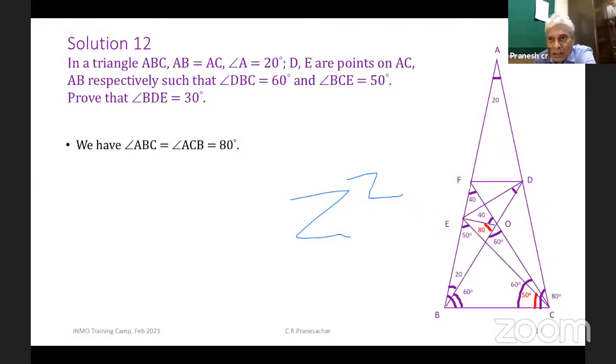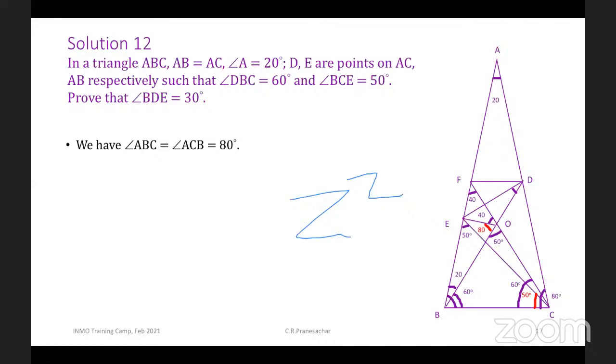So first we draw the figure. Yes, it's a very well-known problem. Very good. Should I skip the problem then? Yes, sir. No, sir, please don't.